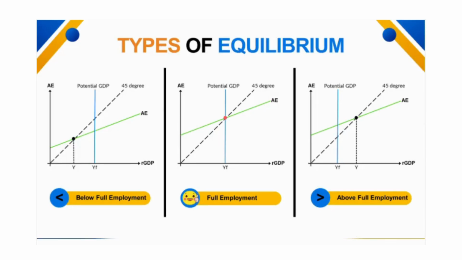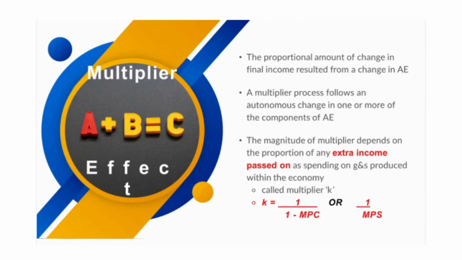There are 3 types of equilibrium, which include below full employment, full employment, and above full employment. Each type has different implications for the economy. The multiplier effect is an economic term, referring to the proportional amount of increase, or decrease, in final income that results from an injection, or withdrawal, of capital. An autonomous change in one or more of the components of A causes a domino, chain reaction or multiplier process through an economy, so the final change in income is bigger than the change in the expenditure that caused it.